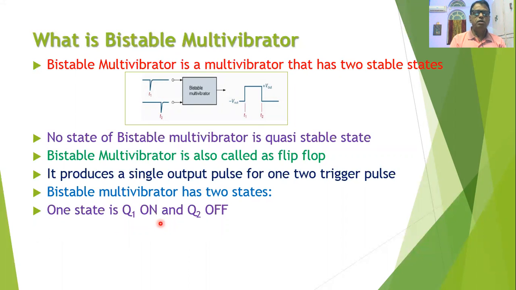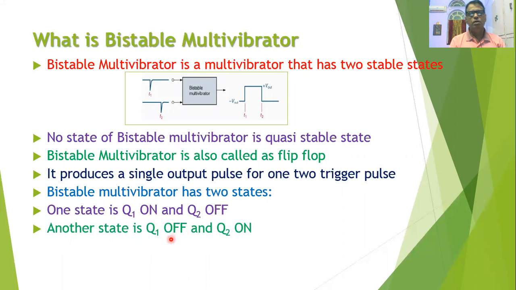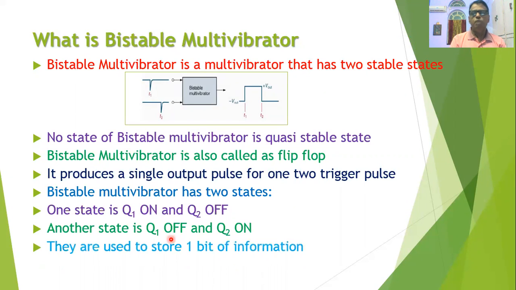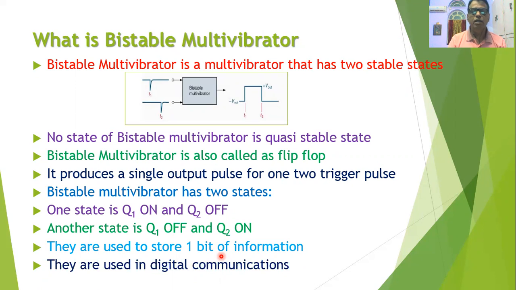Transistor Q1 on and Q2 off is one state of the bistable multivibrator, and the other state is Q1 off and Q2 on. So the bistable multivibrator consists of two transistors, and these transistors cannot be simultaneously in the on state or in the off state. The bistable multivibrator can be used as a flip-flop, where a flip-flop can store one bit of information. The bistable multivibrator is also very widely used in digital communications.